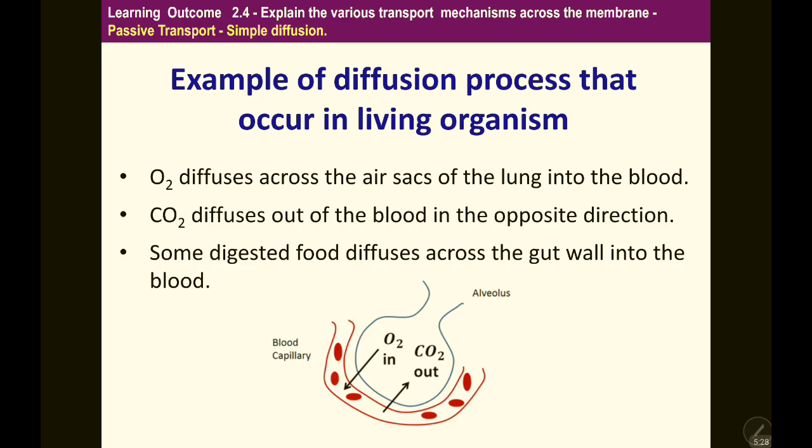So an example that occurs in our living organism is oxygen and carbon dioxide, which move across our alveolus, from the lung to the blood capillary, or from the blood capillary to the lung, for gaseous exchange to occur. Or some digested food diffuses across our gut wall into the blood. So this is an example that occurs in our body.